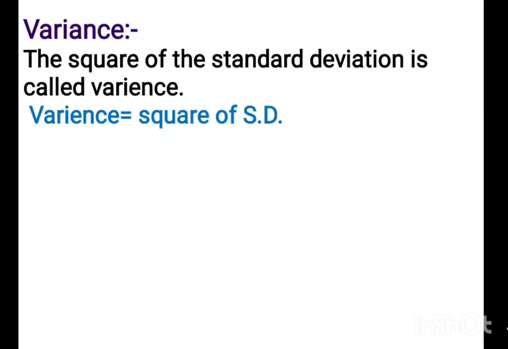Now variance is nothing but the square of the standard deviation. Okay, if you find the standard deviation, you only square it, and then you get the variance.